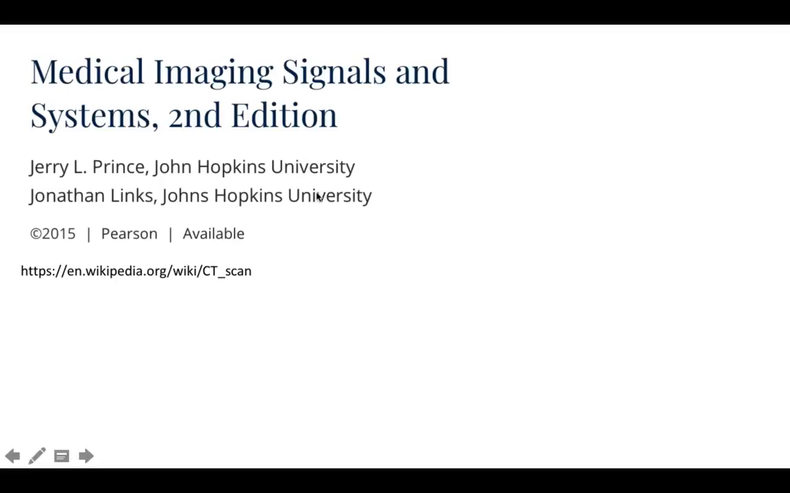As a reference for this, I've taken some of the slides from the book Medical Imaging Signals and Systems by Prince and Links, published by Pearson, as well as some Wikipedia sites. There's an additional reference page available when we talk about MRI.